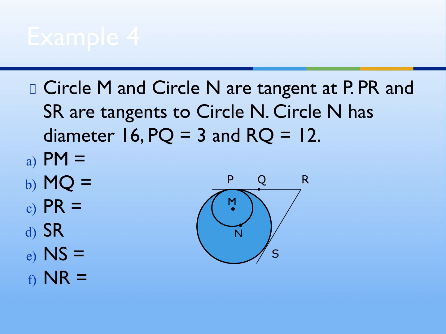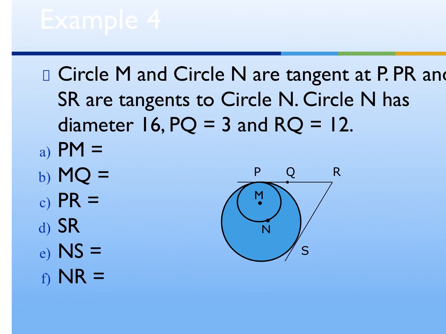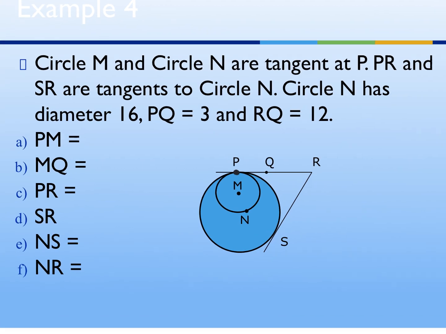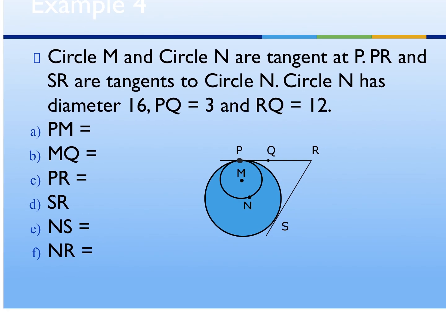Okay. Example 4. Circle M and circle N are tangent at the point P. Guys, make a point at point P. PR and SR are tangents to the circle N. And circle N has a diameter of 16. PQ is 3 and RQ is 12. Let's find PM. So let's go ahead and fill in some information.